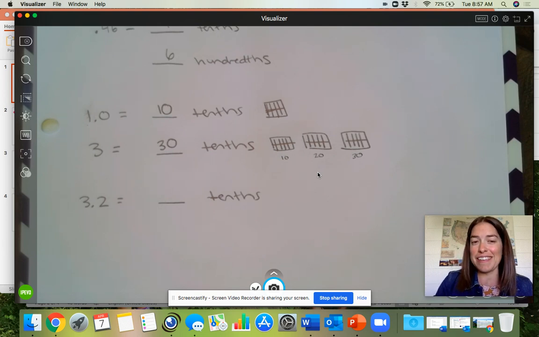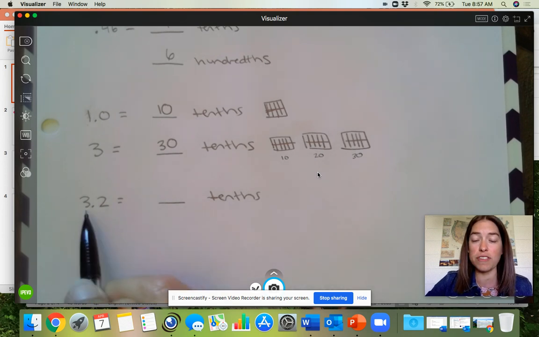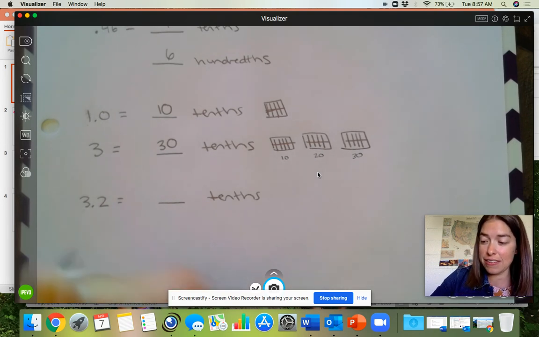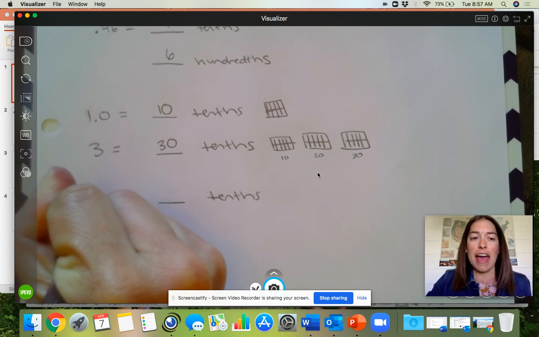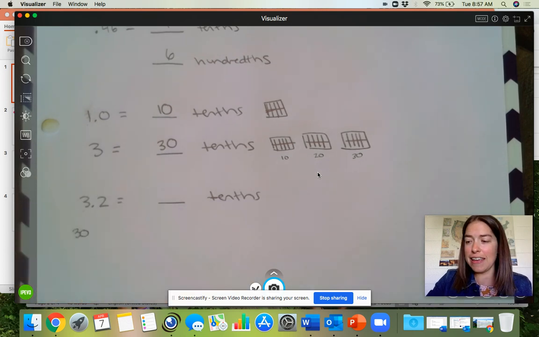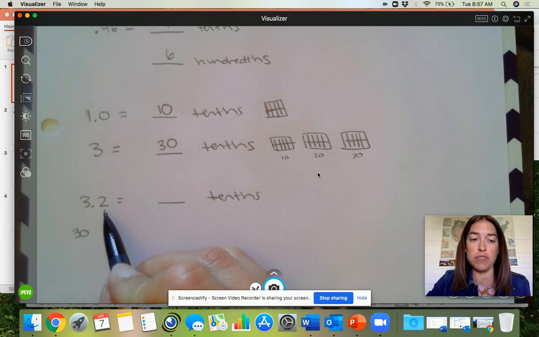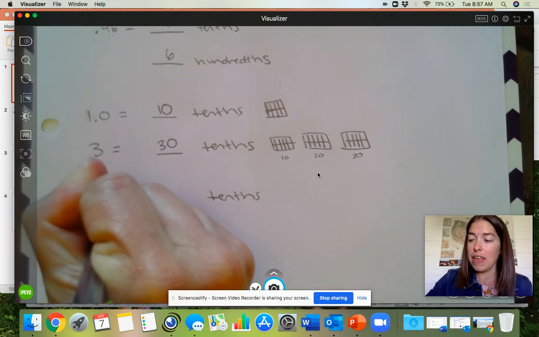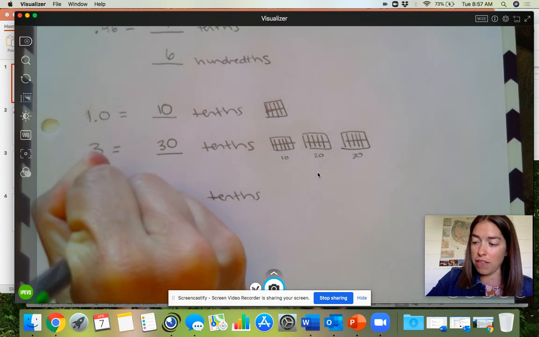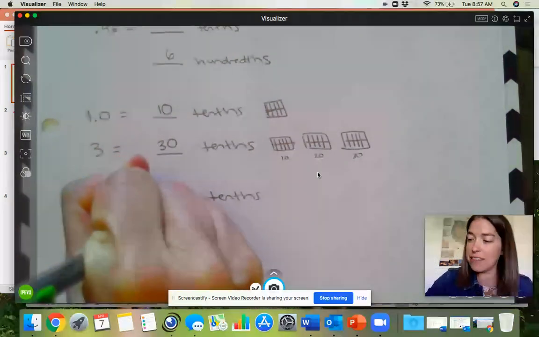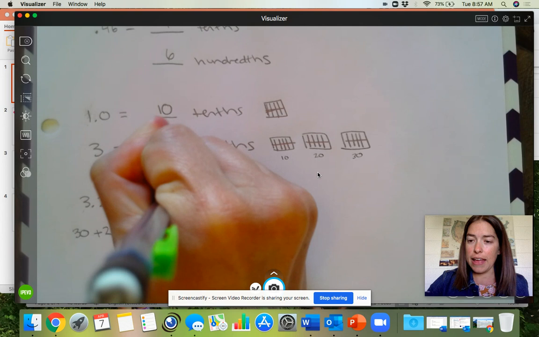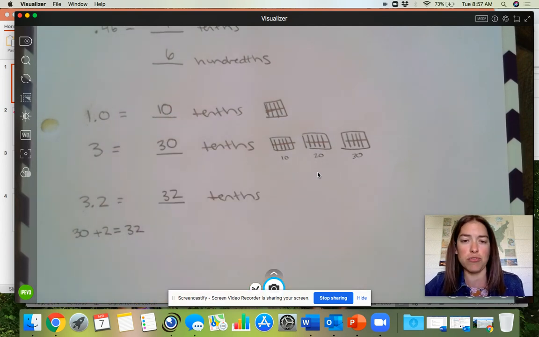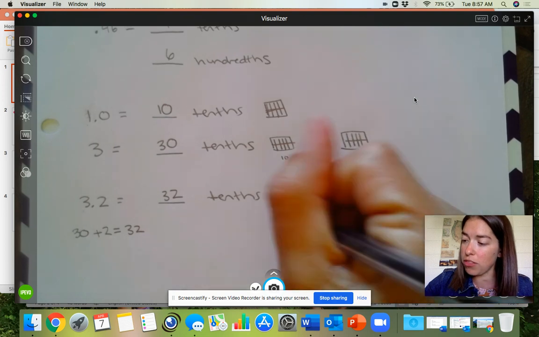Nice work. I see a lot of correct answers. So we already know that 3 wholes has 30 tenths. And then how many tenths in 2 tenths? Well, 2 tenths just has 2 tenths. And so there's a total of 32 tenths in 3 wholes and 2 tenths. I can double check that by drawing it out. I'm going to draw my 3 wholes.